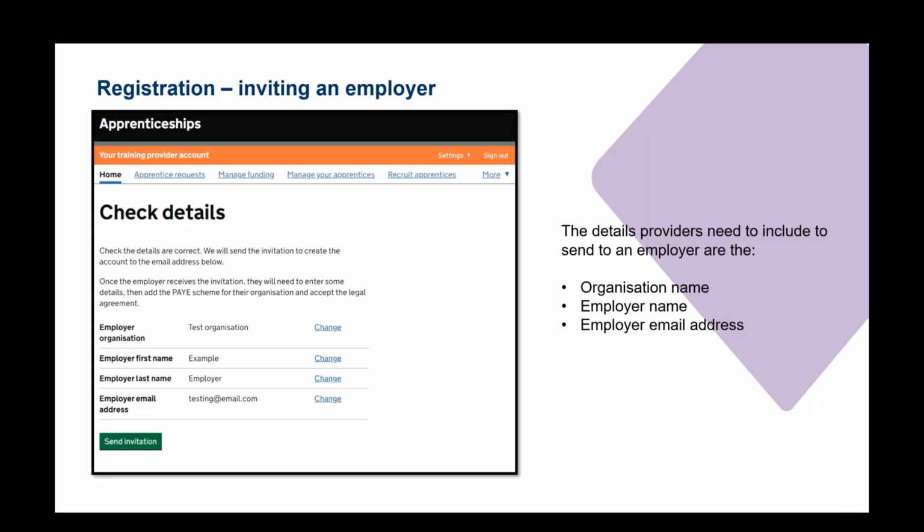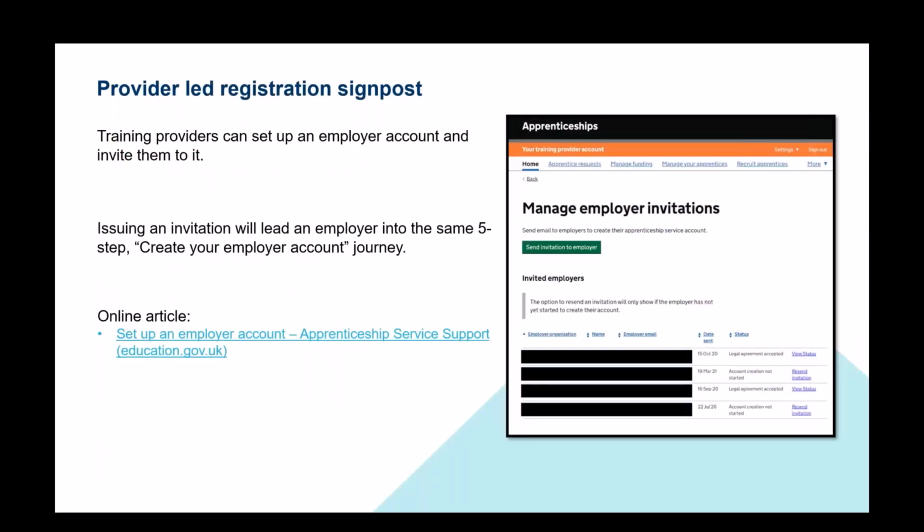Providers have the ability to invite employers to join the Apprenticeship Service under the Manage Employer Invitation section of your Apprenticeship Service account. The details you need to include to send to an employer are organisation name and employer email address. The invitation will lead the employer into the same 5-step registration journey. Can I have the next slide, please? Super. For more information about the provider-led registration journey, please view our online help articles. Links to these will be provided in the webinar handout.